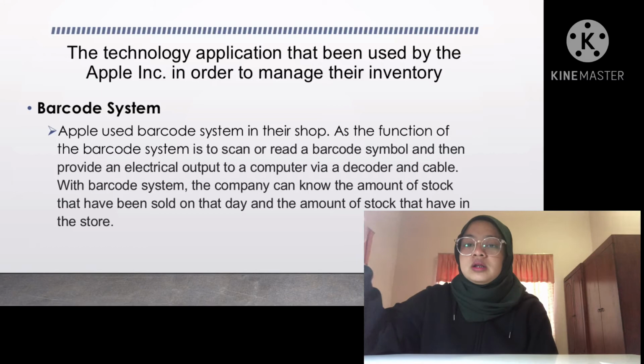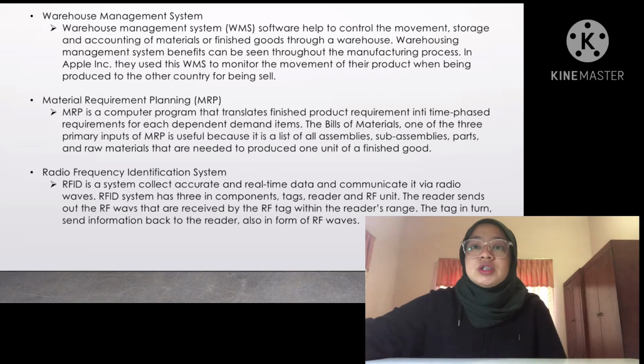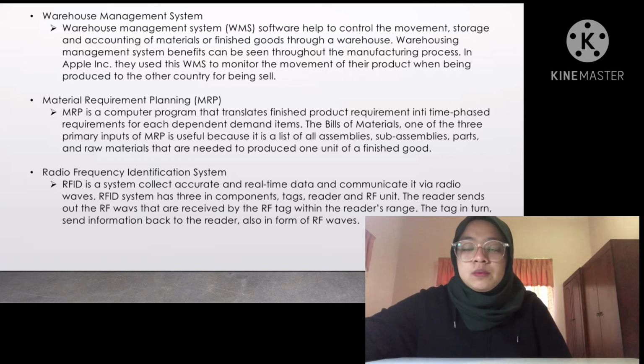Okay, next is the warehouse management system, which is WMS. Okay, WMS software help to control the movement, storage, and accounting of materials or finished good through a warehouse. Warehousing management system benefits can be seen through the manufacturing process. So in Apple Inc., they use this WMS to monitor the movement of the products when being produced or being shipped to the other country to sell. Okay, next is the material requirement planning, which is MRP.